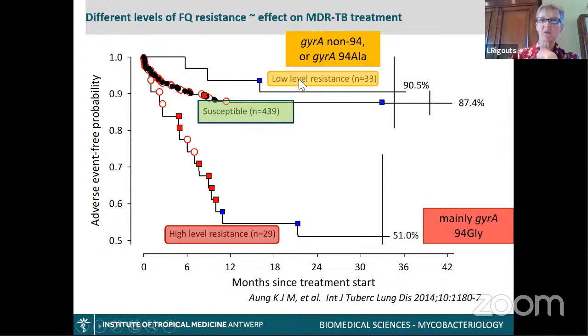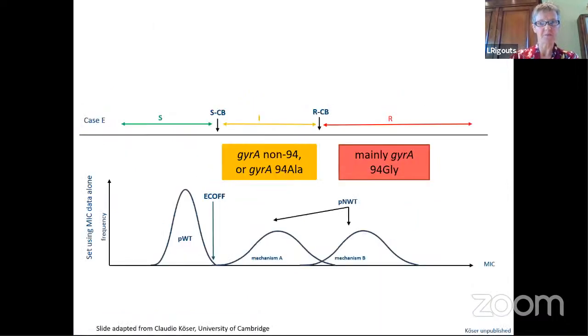So there seems to be a difference between low-level and high-level resistance in the treatment outcome, which is also linked to the molecular mechanism behind. And probably Stefan Niemann will tell you more about this. So this is why we could define for the fluoroquinolones the susceptible strains, those with an intermediate result in treatment outcome, and those with a clearly resistant profile, the high-level resistant ones. And the success depends on which dose of the drugs is given.